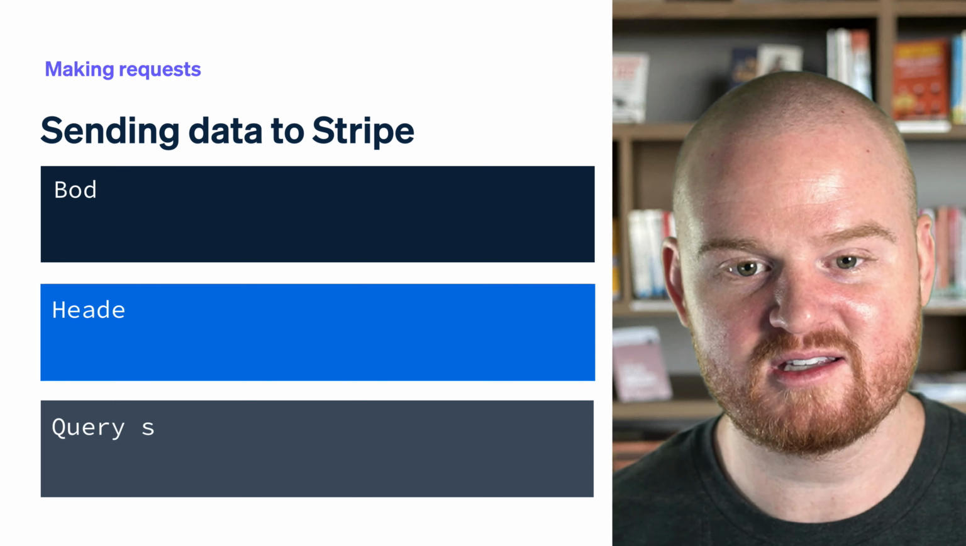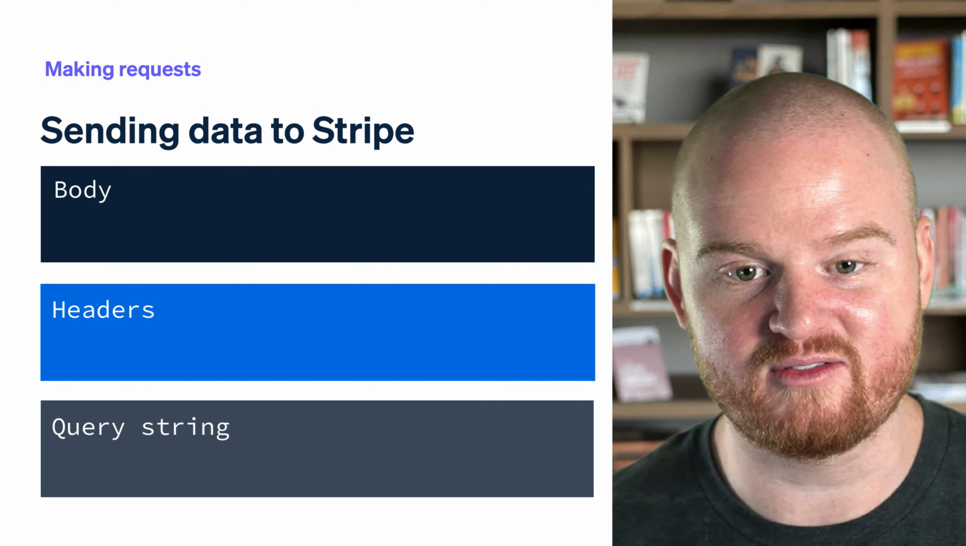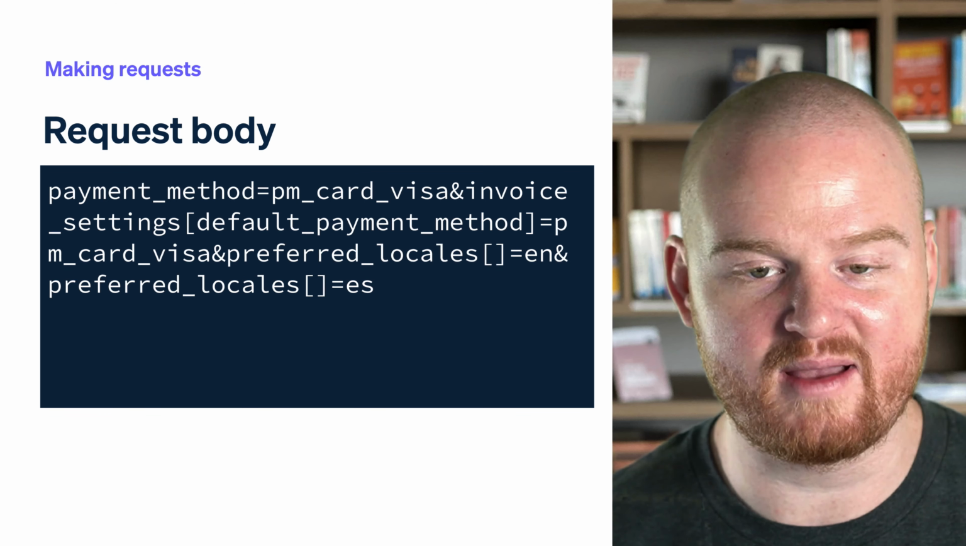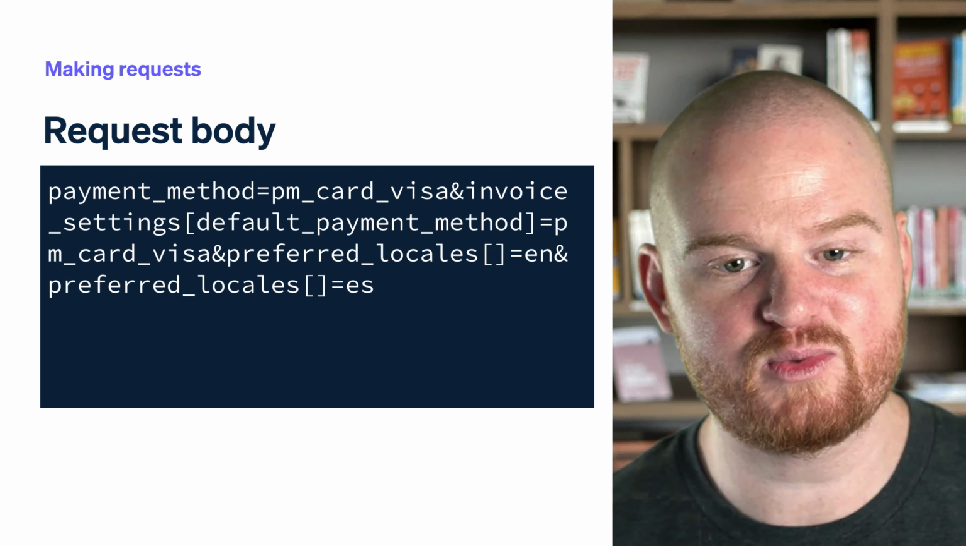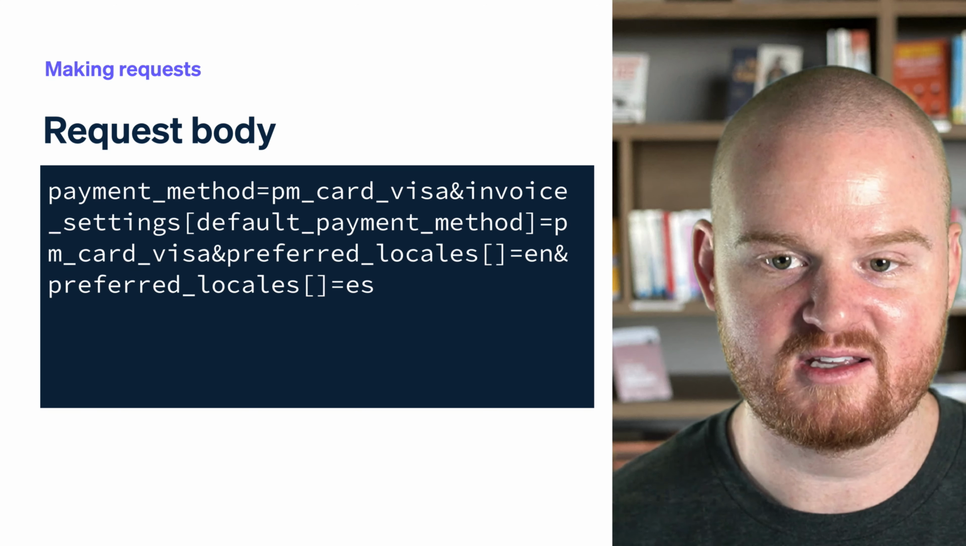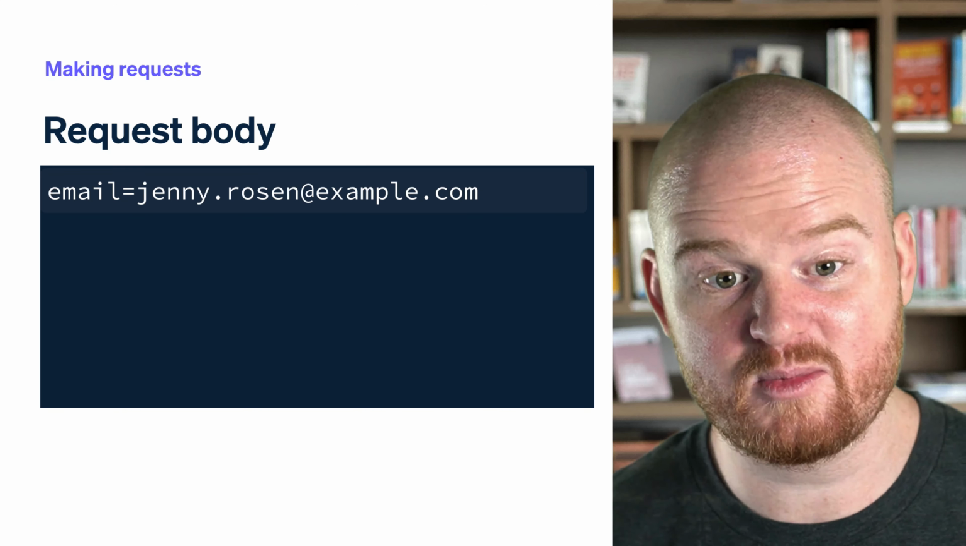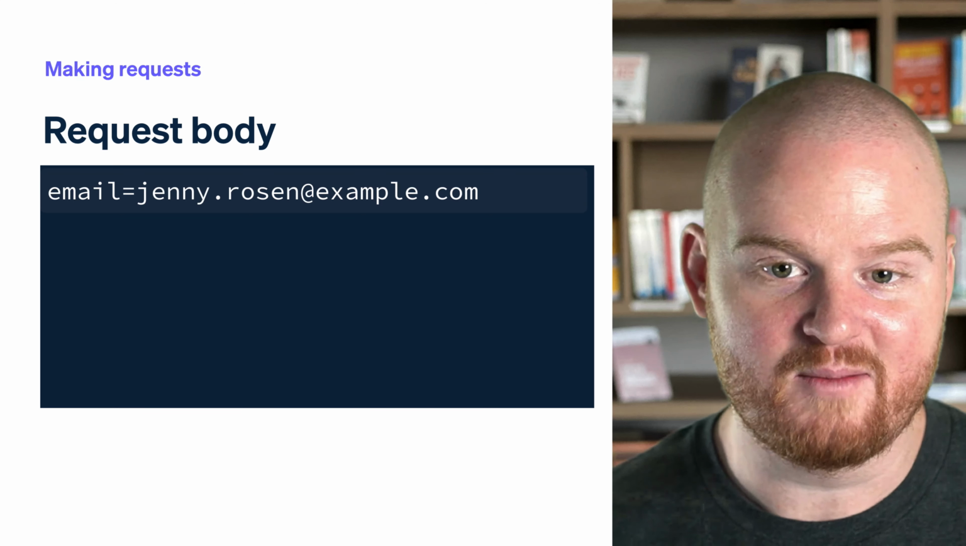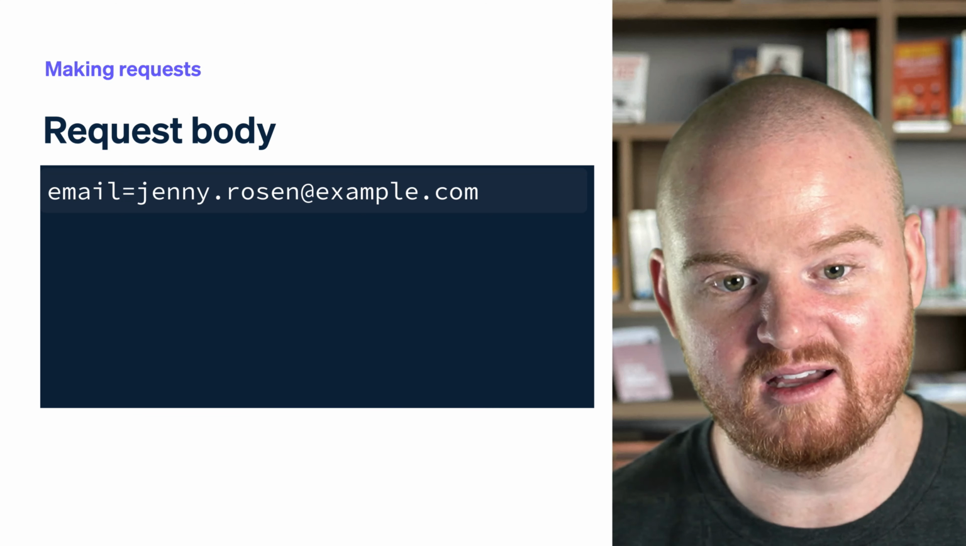HTTP requests you make can send data to Stripe servers in one of three parts of the request. In the request body, this is where you pass parameters to create, update, and take specific actions on objects. So for instance, if you're creating a customer, the customer's email address might be something that you pass in the body of a POST request.